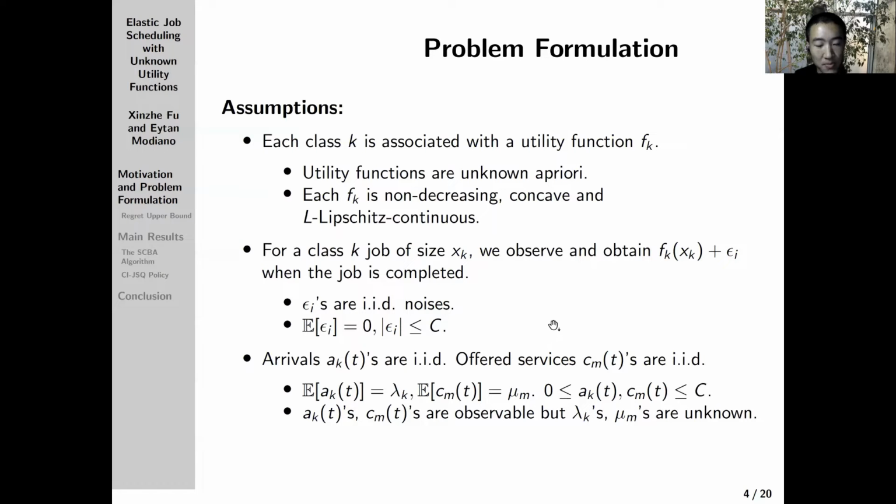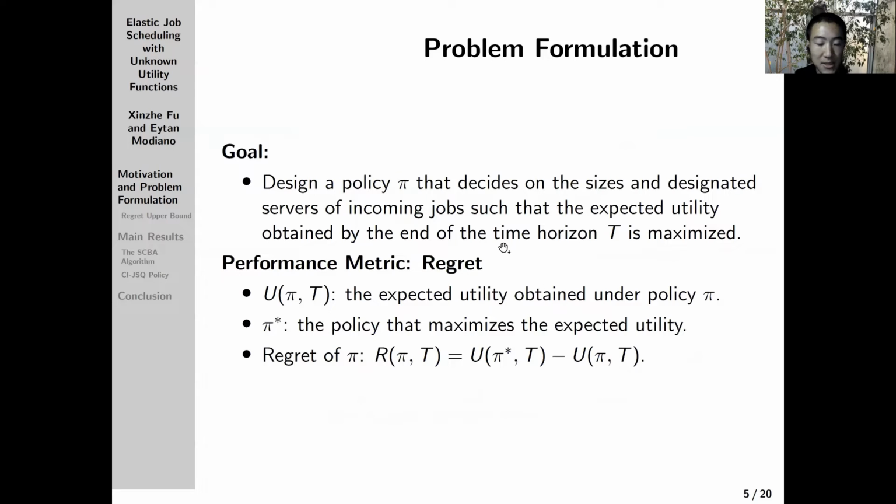So the goal of the problem is to design a policy that decides on the sizes and the designated servers of incoming jobs, so as to maximize the total utility obtained by the end of the time horizon. We will use U_pi(T) to represent the expected utility under pi, and pi star to represent the optimal policy. In this work, we will use regret as a performance metric, which is defined as the gap between the expected utility obtained under our policy and the optimal. Basically, we want a policy whose regret is a sublinear function of the time horizon T.